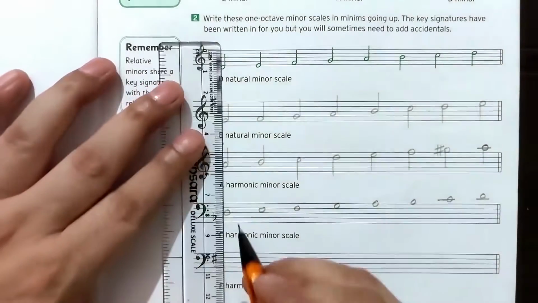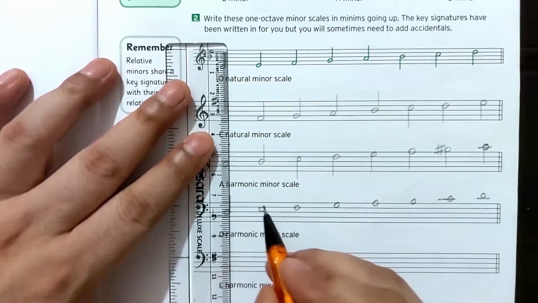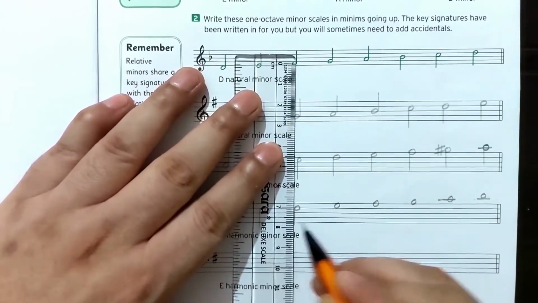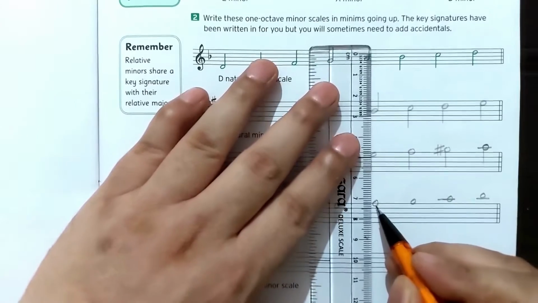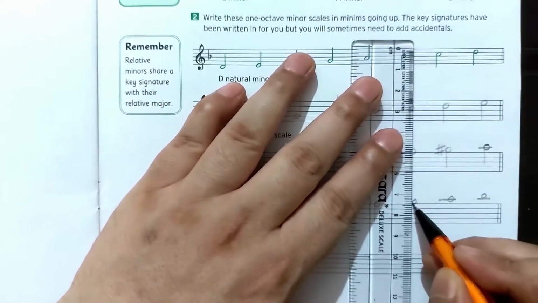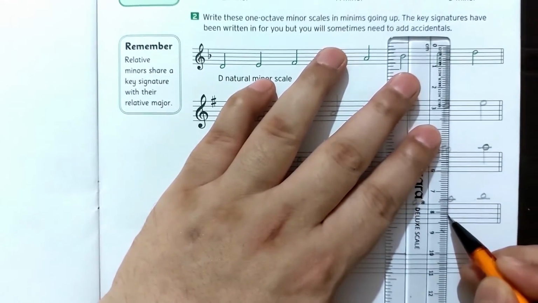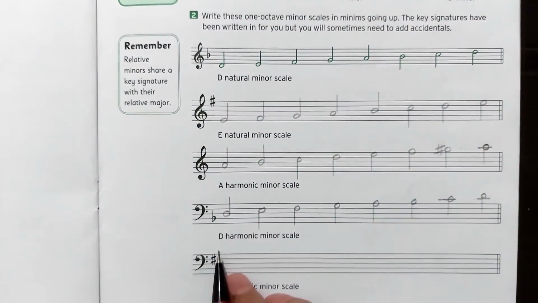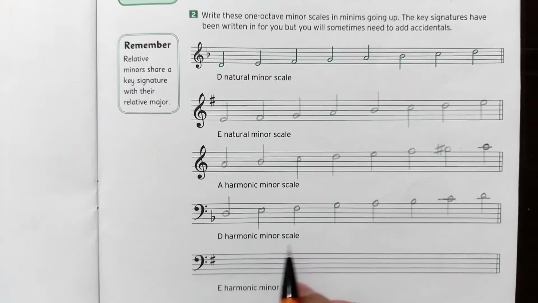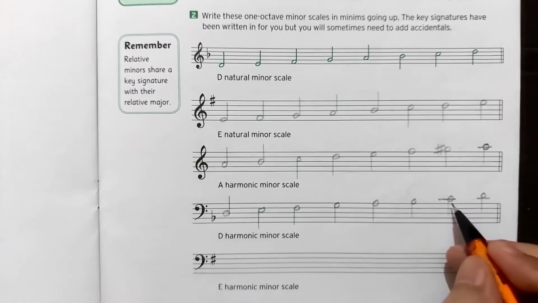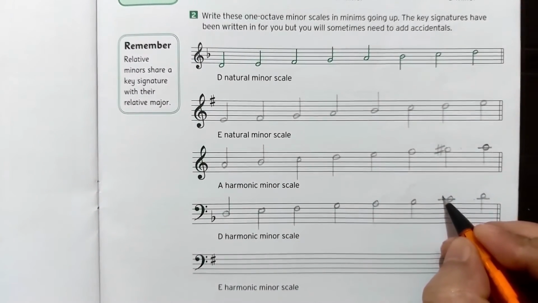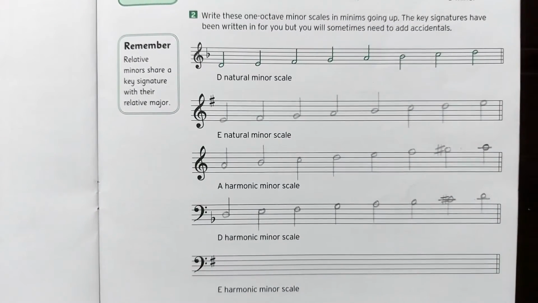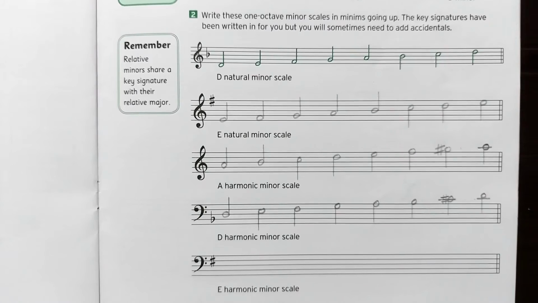So now we have to start going down. Now we have to make it D harmonic minor scale, so we have to raise the 7th note. This is our 7th note, so we have to raise it from natural to sharp. That becomes our D harmonic minor scale.